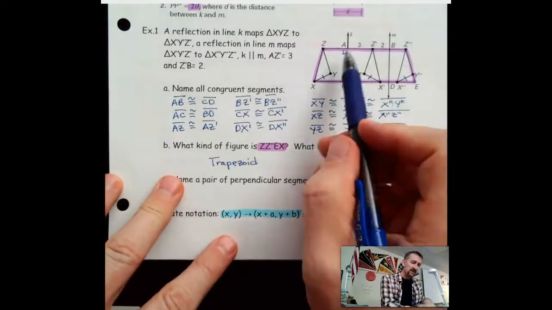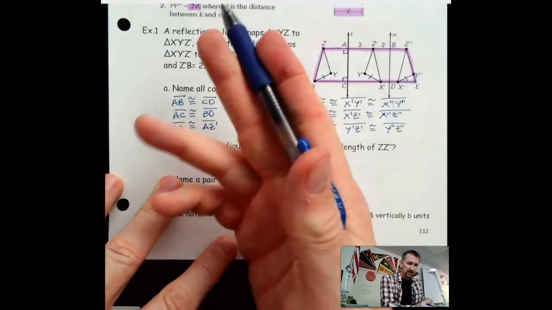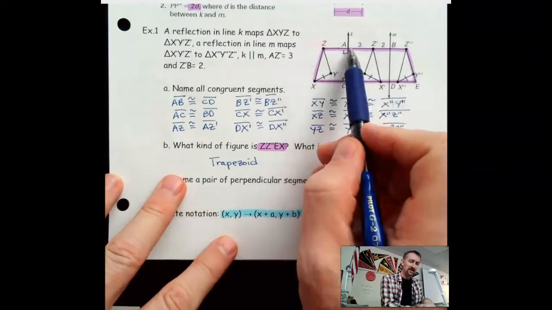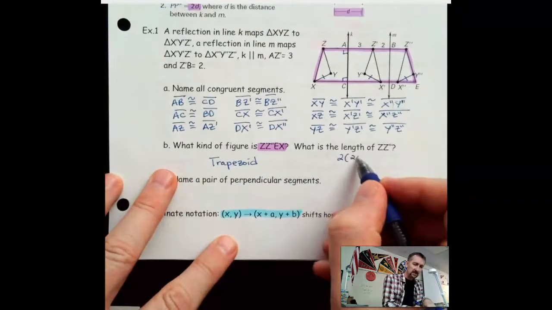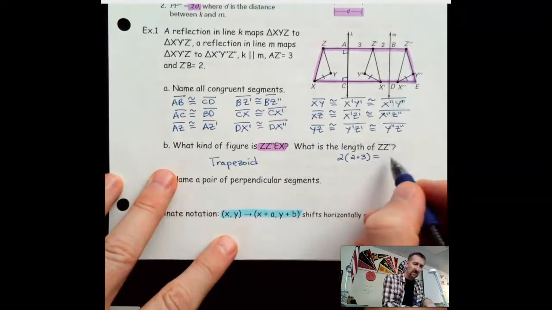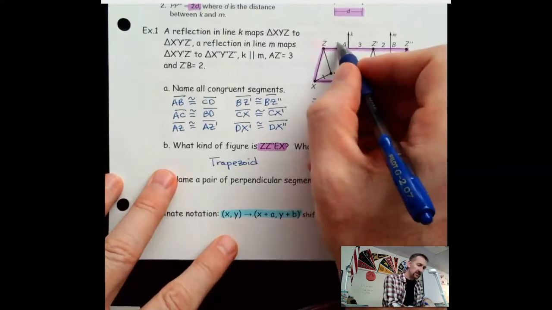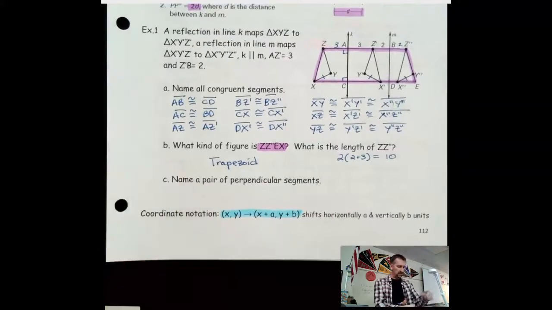Now what's the length of Z double prime? Well, if you use that theorem up there, it says that when you do a double reflection like this, it's 2 times the distance in between. So the distance in between is 5, so 2 times 5 is 10. Now you also could have just realized that that's 3 and that's 2, and you could have gotten 10 that way also.